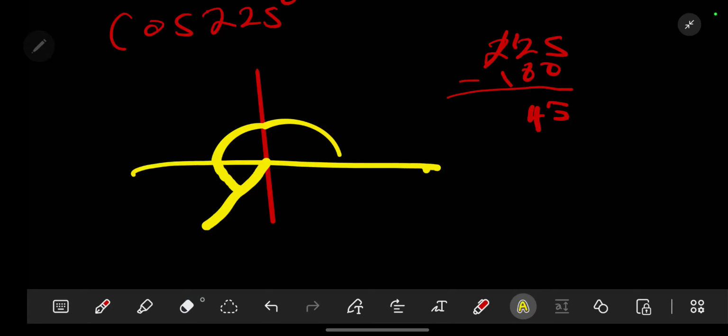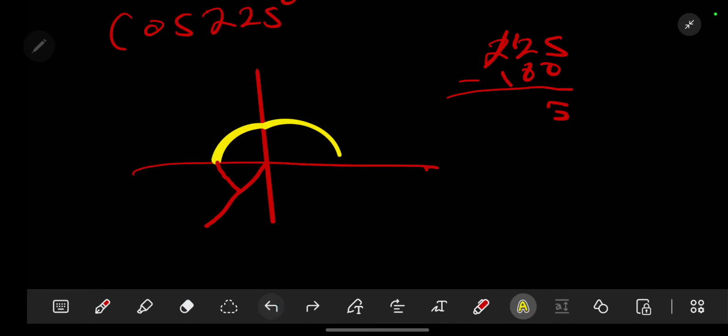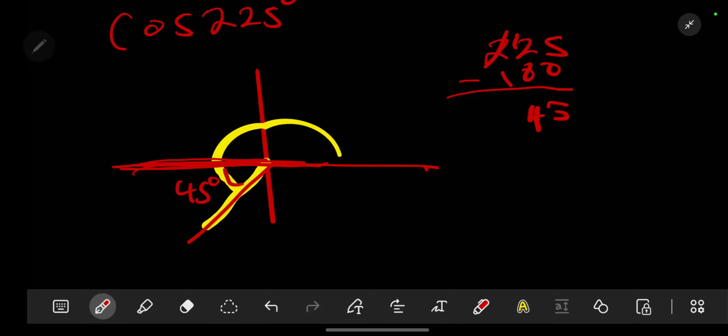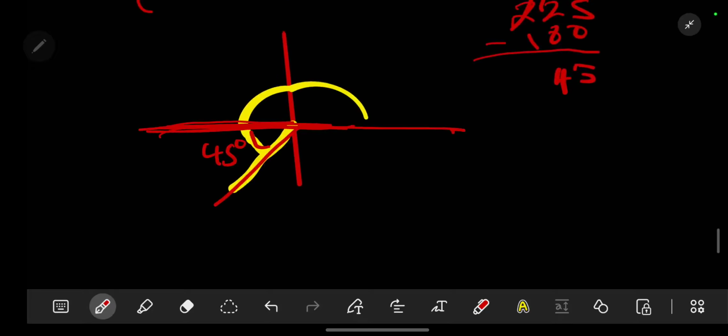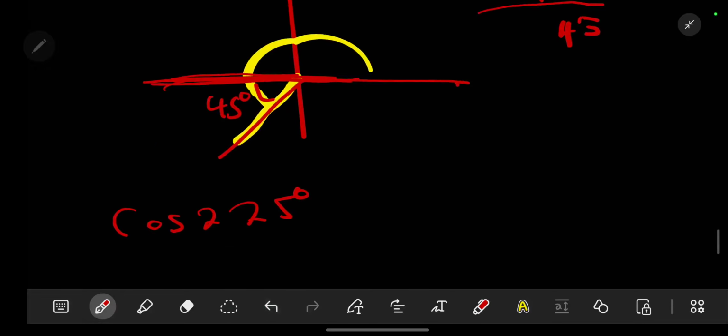This angle between the positive x-axis, or rather the angle between the x-axis, is the reference angle. In this case, it's 45 degrees. So to easily find the cos of 225, we are going to use the reference angle value. Now remember, this is the third quad and cos is negative, so we are going to say negative cos of 45 degrees. Why negative?